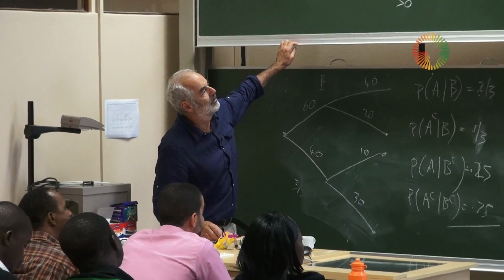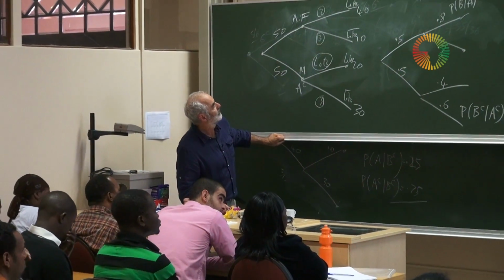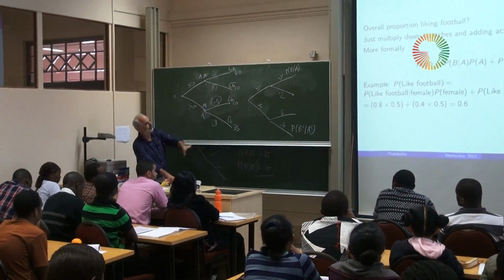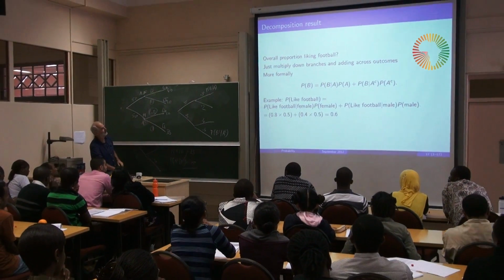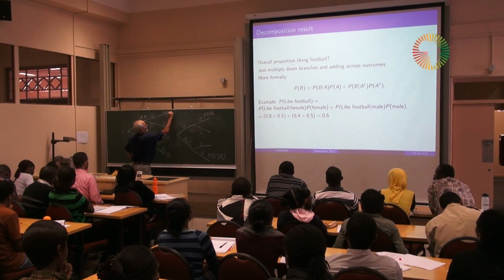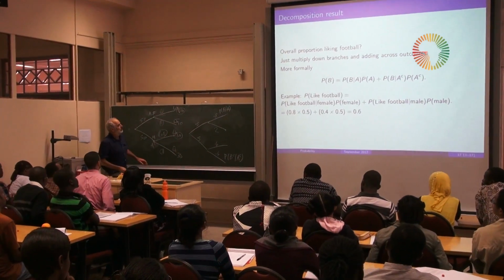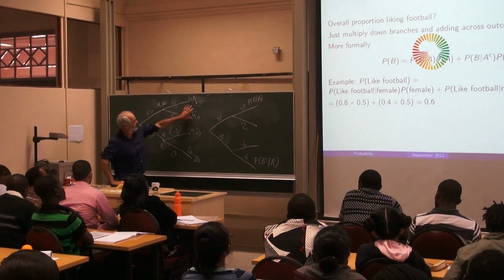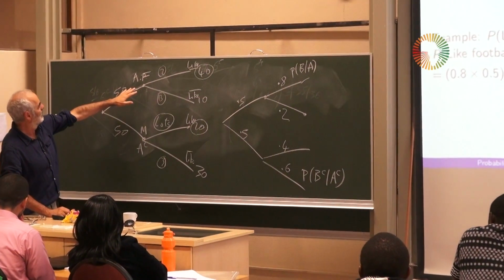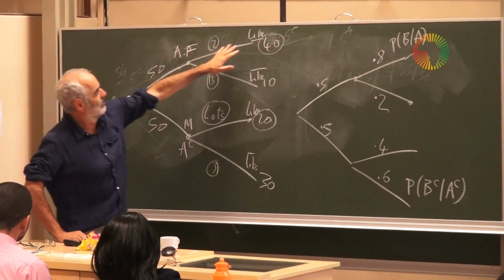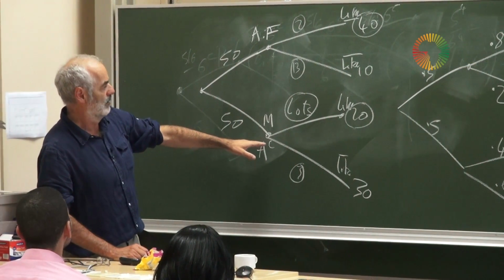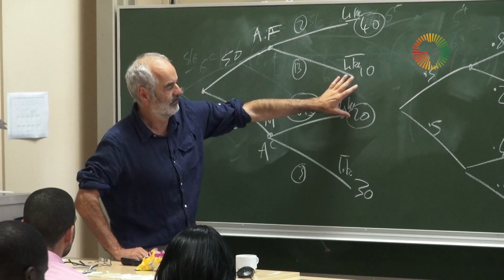Okay, the other rule that we can get from these ideas is what's known as a decomposition result. What's the overall proportion liking football? Well, liking football is that and that. So the overall proportion, which is 60% like football, comprises 2 groups. There's the 50% of women, and of them, 80% like football. And then there's the 50% of men, and of them, 40% like football. And we end up with 60.